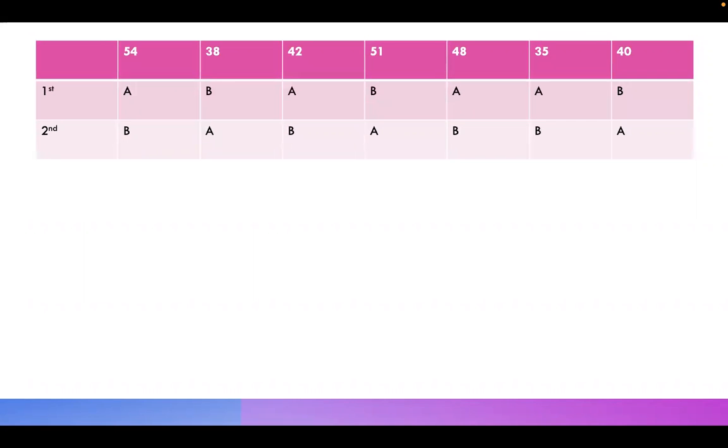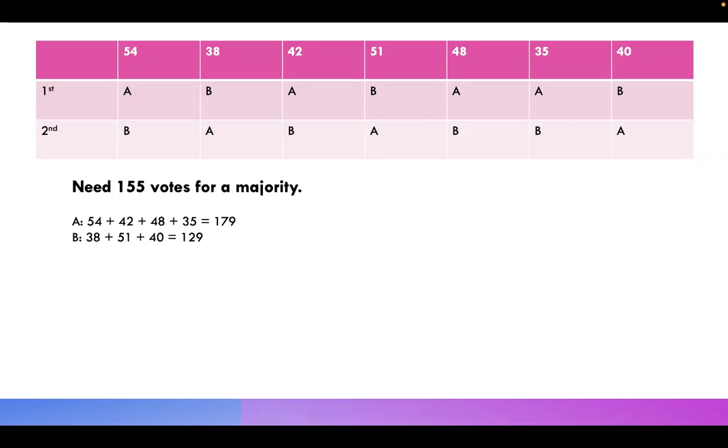So now we are only playing with candidates A and B, and we still need 155 votes. So we add them together. Because of the last 2 columns, one went for candidate A, one went for candidate B, candidate A ends up winning with 179 votes. If those last 2 columns had B as the second place vote instead of A being one of them, then candidate B would have won. How exciting is that? So that's the idea of plurality with elimination. You just do it as many times as needed until someone has the majority.